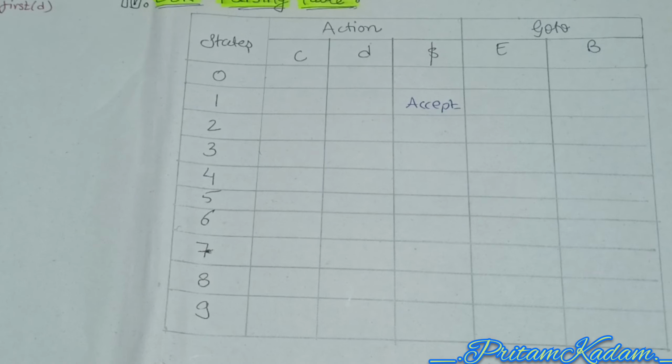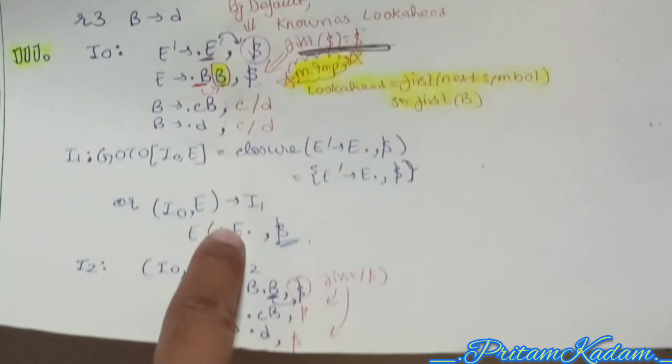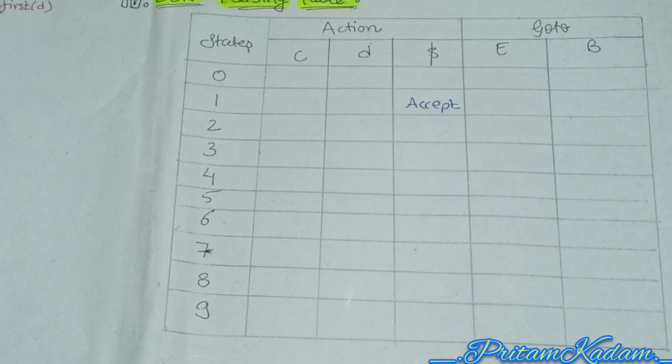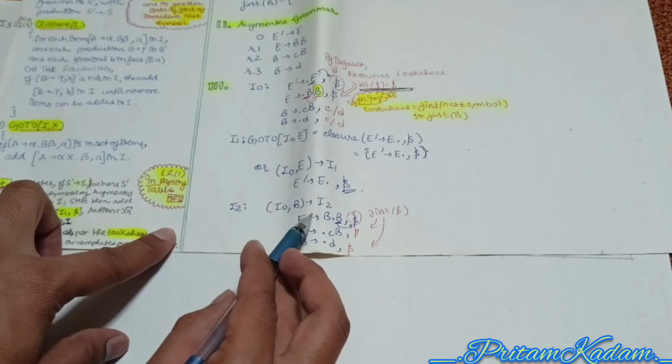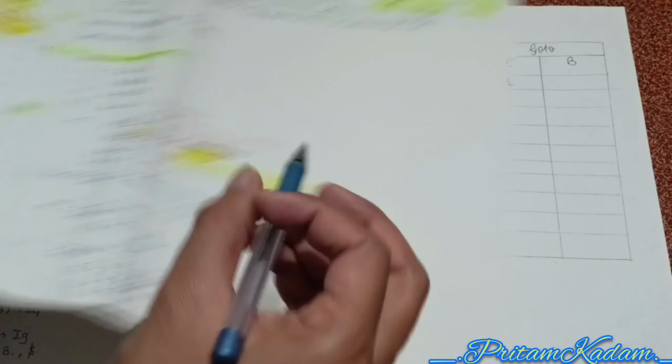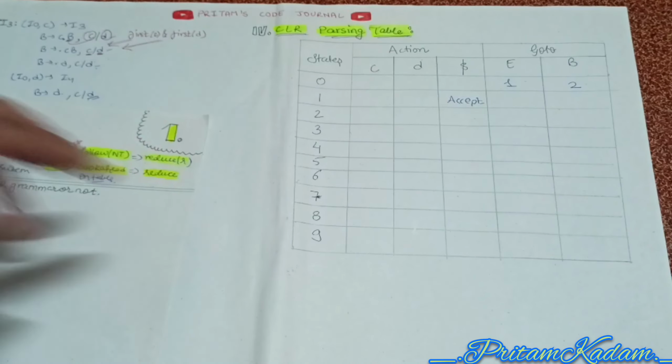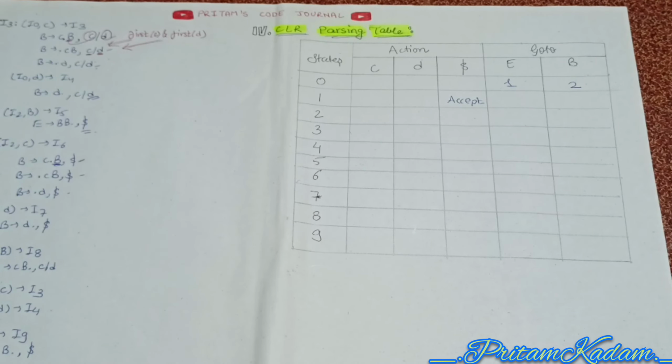Now let us enter the shift entries. So let us go for the first state. So I0 on capital E gave me the first state. So I0 under E I will write 1. In the go to part we just have to write the number, and in the action part we have to write the S and the number of the state. Okay, so in the go to part first of all I will write: I0 on passing E gave me I1 state. Now I0 on B gave me I2. So I0 on B I will just write 2 over here. Okay, so 2. Now let us go ahead.